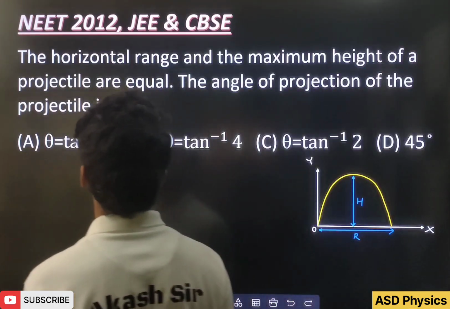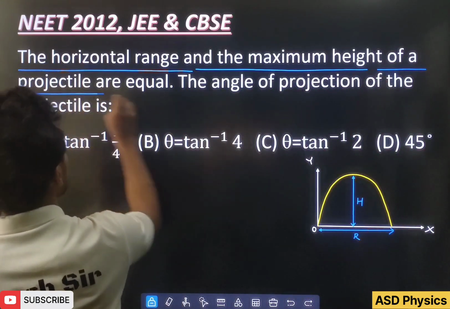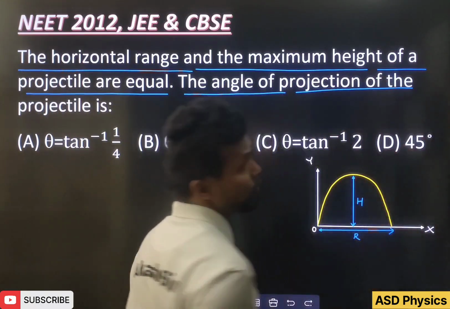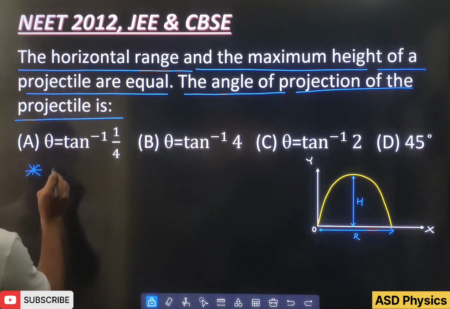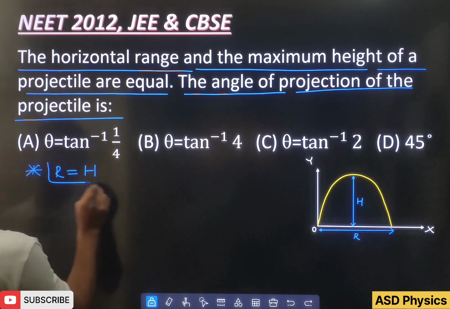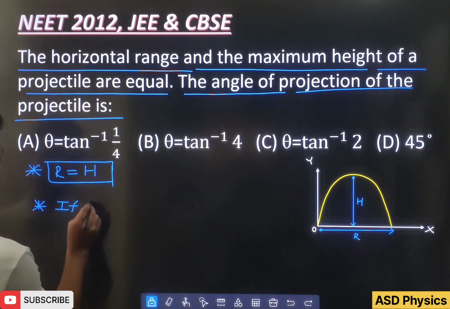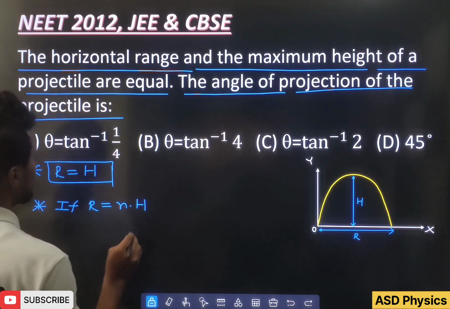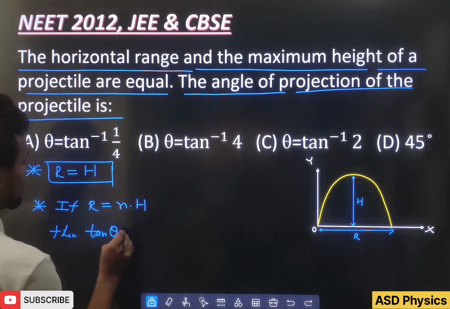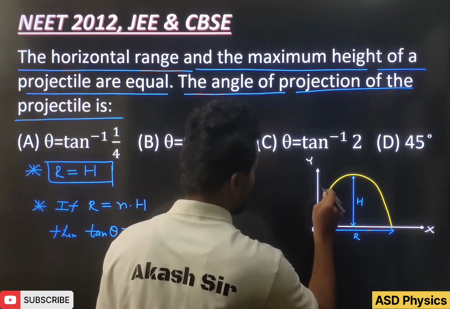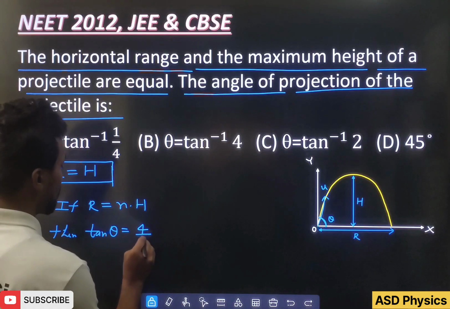Okay, next one, let's see. The horizontal range and the maximum height of a projectile are equal. The angle of projection of the projectile is how much? Okay, so remember, in the question they told you the range is equal to maximum height. So for that we should know one thing very well. Remember, even in the previous video I have taught you, if R equals n times H, then in that situation the angle of projection, that means tan theta, when we project with the speed u making angle theta, this tan theta is 4 by n.